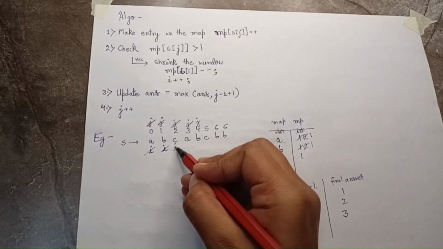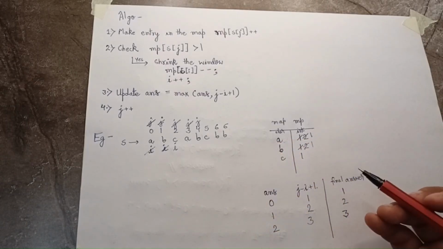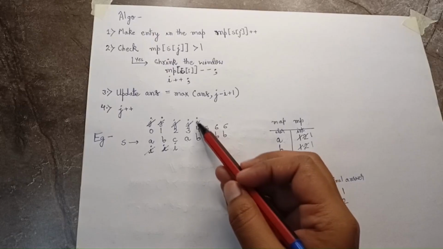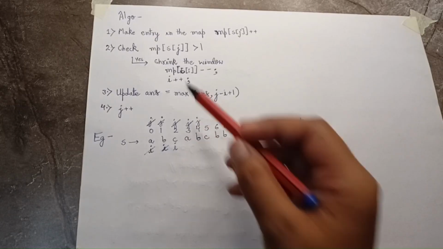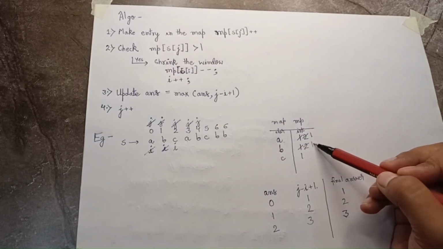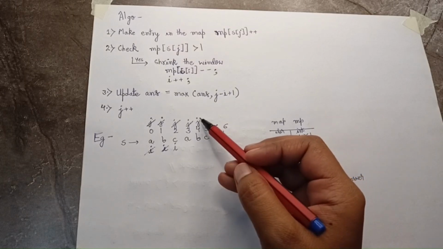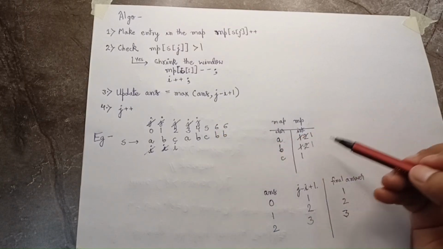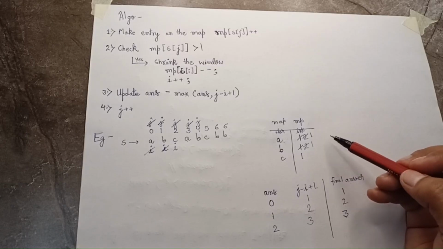Here we have decreased whose frequency? S of j is not. We have decreased the S of i's frequency, MP of S of i's frequency, right? Okay. Now j, again we'll check, is MP of S of j greater than 1? No, now it's not. No need of shrinking the window.